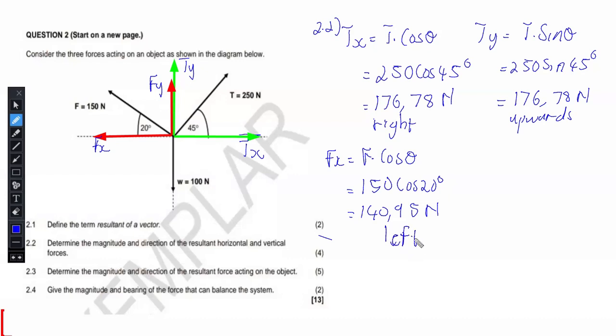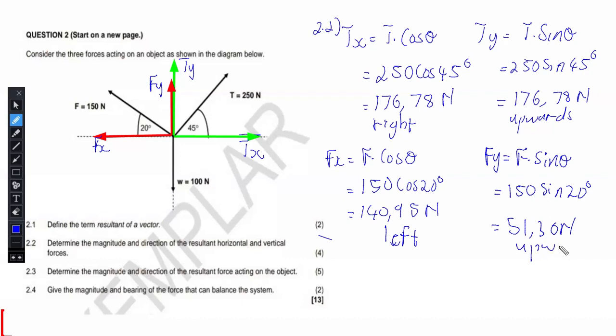So this is left. And then what about Fy? This will be F sine theta, which equals 150 again, but with sine 20 degrees. If you punch that into your calculator, you get 51.30 Newton. And where is it going? Upwards as well. As you can see, I tried to indicate it shorter than the Ty here, because with the angle and the force I'm given, I saw that it will be smaller than the Ty, right?